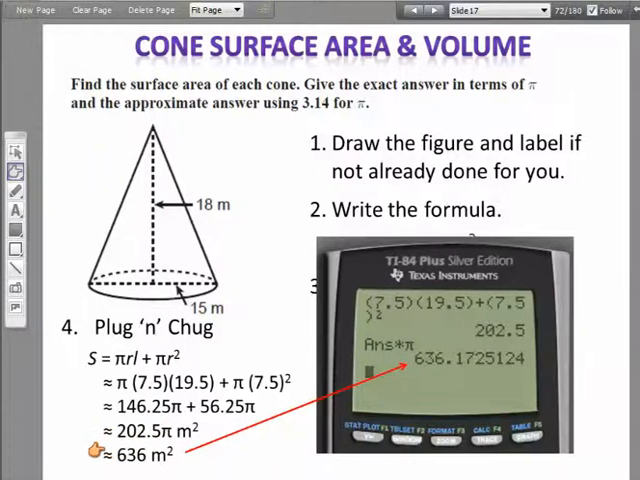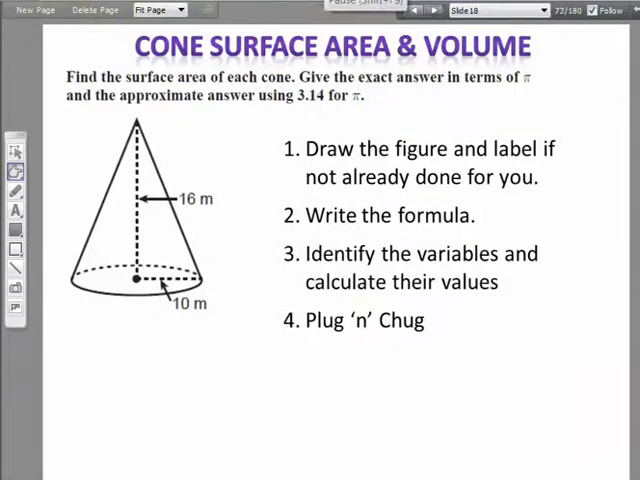So here's your answers. And this is as close to an exact answer as we're going to get. I still have the squiggly line here because we are working with decimals. Okay? So that's the end of that problem.